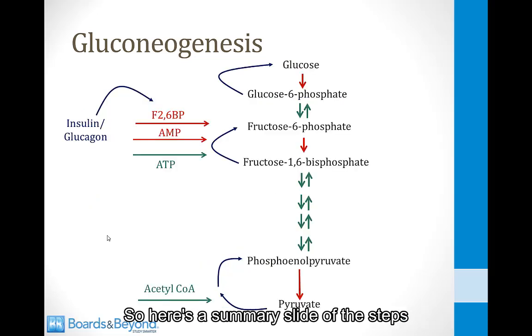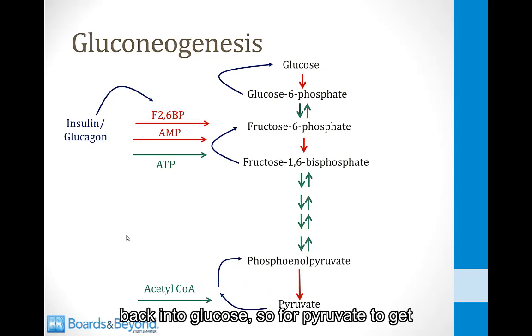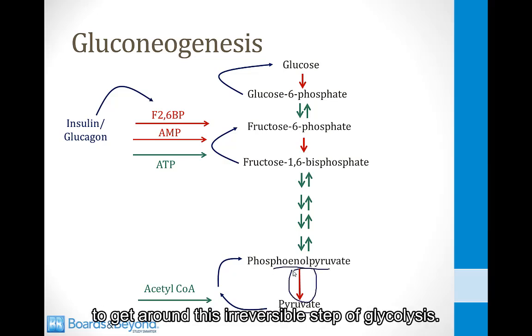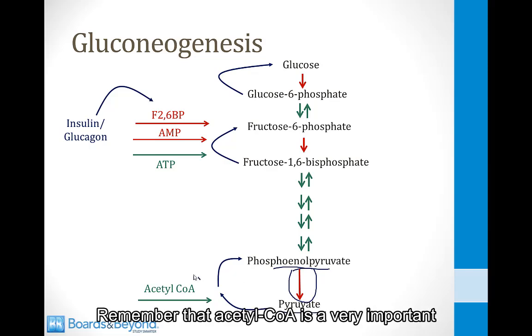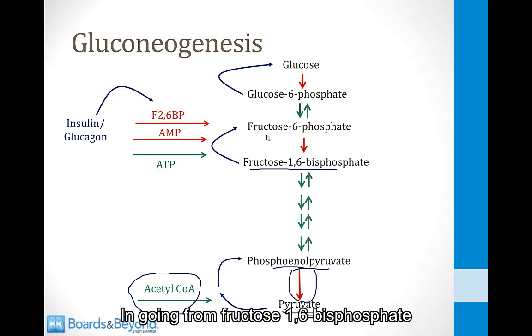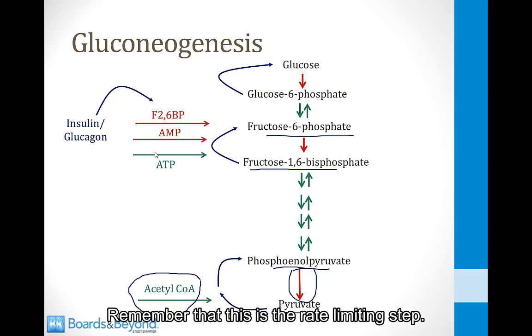So here's a summary slide of the steps of gluconeogenesis by which pyruvate is converted back into glucose. So for pyruvate to get to phosphoenolpyruvate, there is a 2-step process to get around this irreversible step of glycolysis. Remember that acetyl-CoA is a very important allosteric activator of pyruvate carboxylase for this step of gluconeogenesis. In going from fructose 1,6-bisphosphate to fructose 6-phosphate, there's a 1-step process. Remember that this is the rate-limiting step.